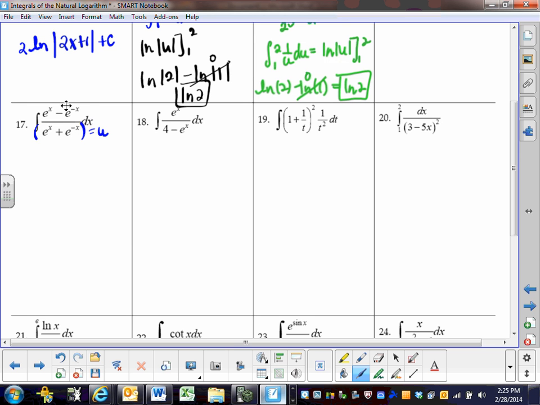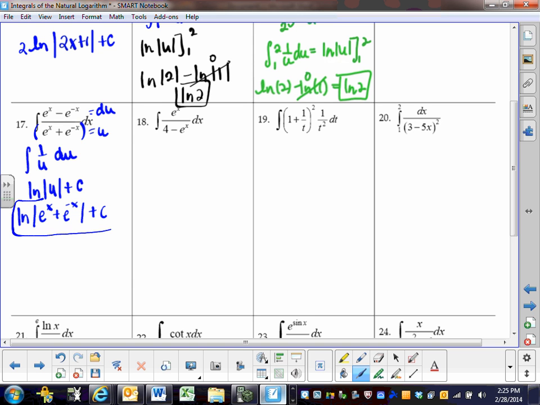Okay, for this next problem, we have u equal to x plus 2. So du is equal to 1 dx. So if I factor out the 2, I have 1 over u du. That means I have 2 natural log absolute value of u plus c. So 2 natural log absolute value of x plus 2 plus c.